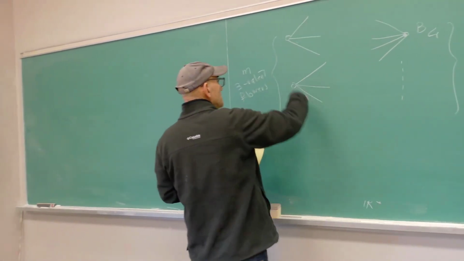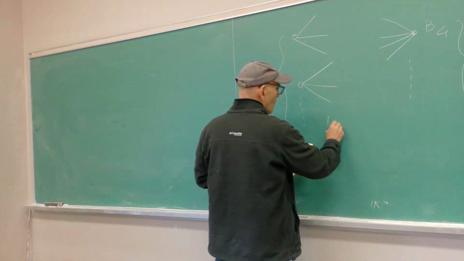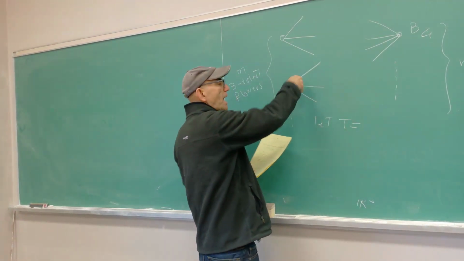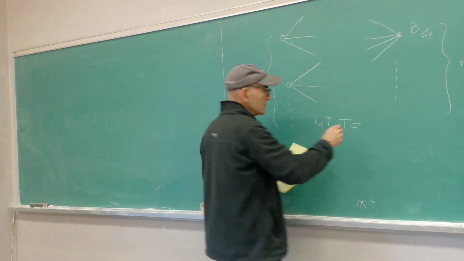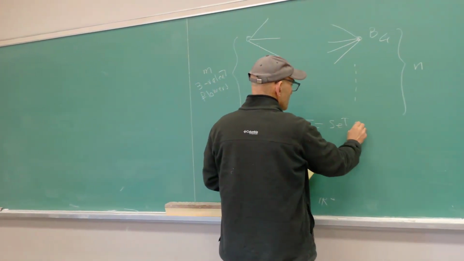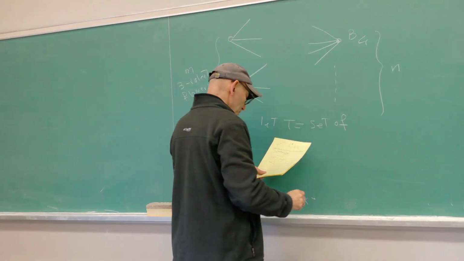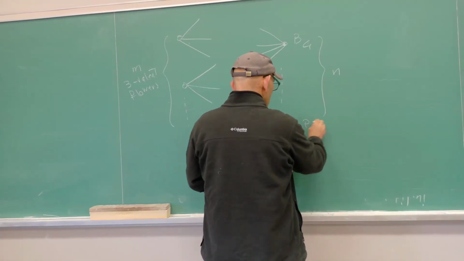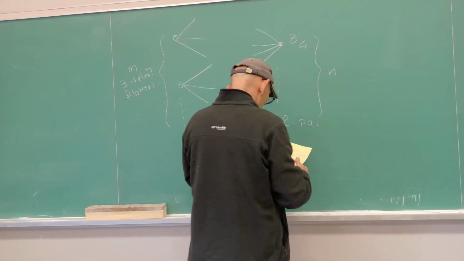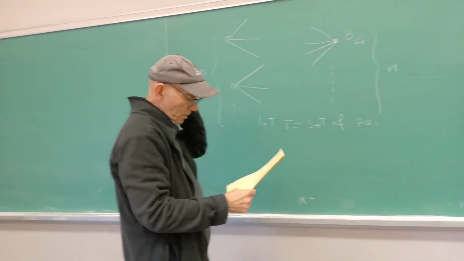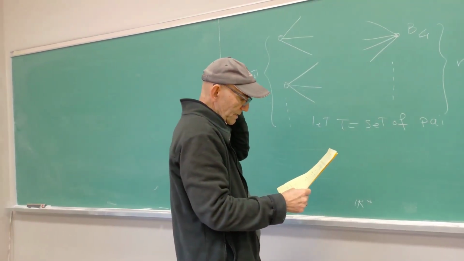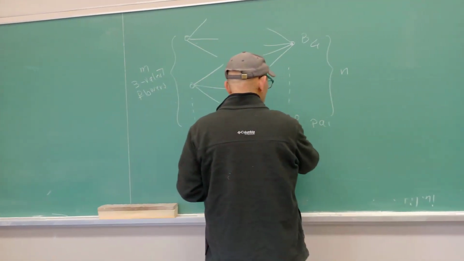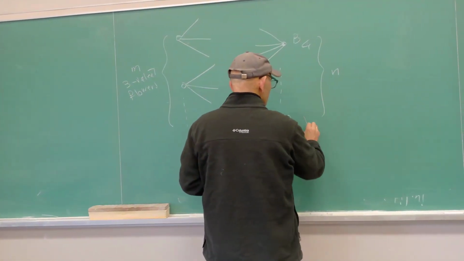Okay, so now let T equal the set of pairings of these half edges. Actually, I want this T to be the set of half edges themselves, not pairings. It's called the set of half edges.